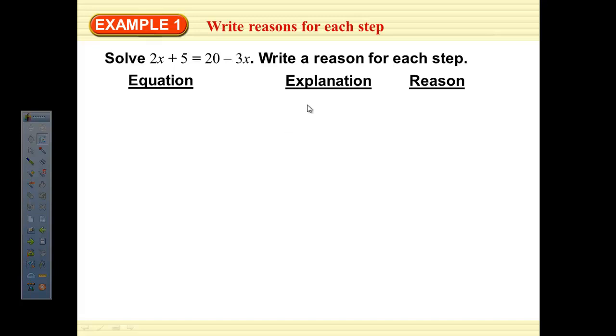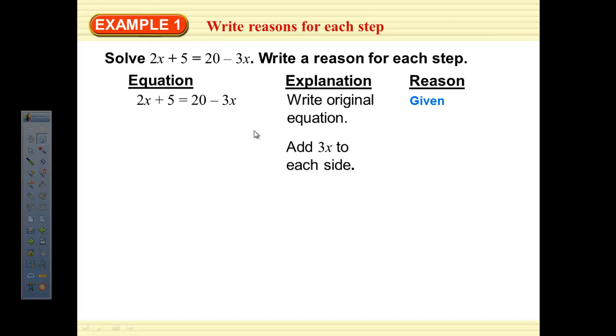We start off by writing the original equation, and whenever we write down what's given to us, our reason will always be given. So when you do proofs in general, the first thing you want to do is write whatever's given to you, and the reason will be because it's given. So you just write the word given.